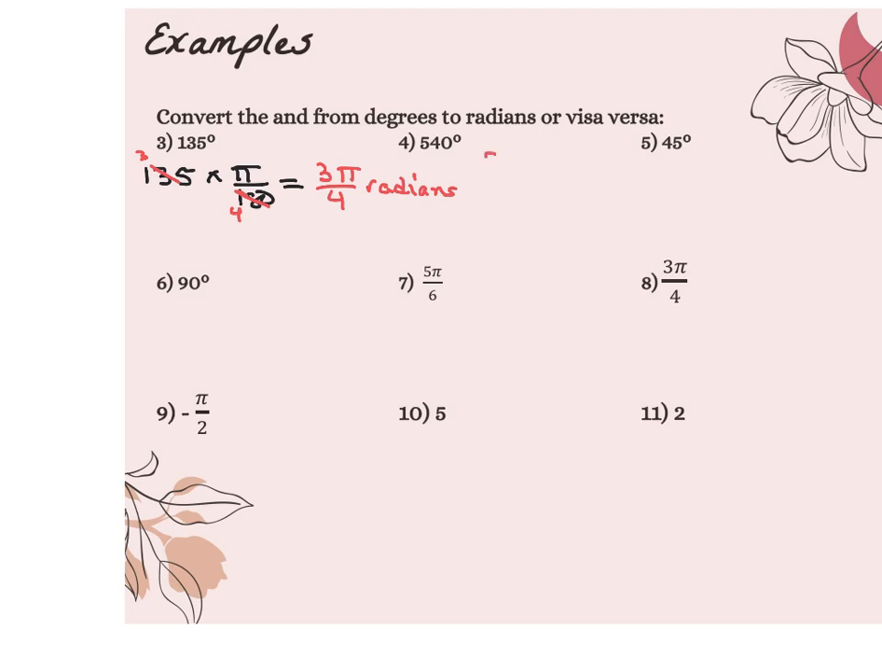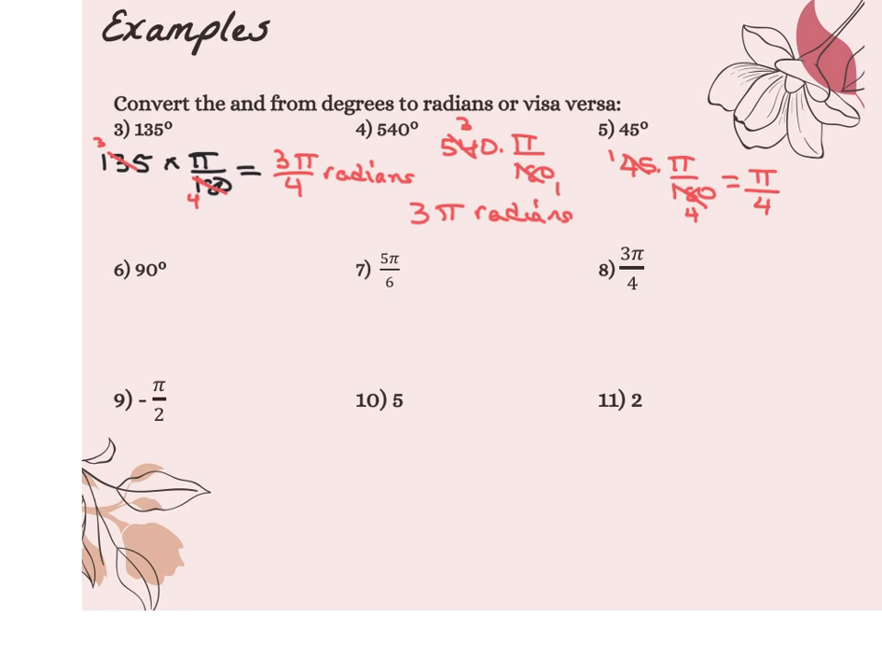540, same formula, 540 times pi over 180. Again, I can simplify. 180 goes into 180 once and into 540 3 times. So the final answer here, or the equivalent for 540 degrees, is 3 pi radians. Next, 45 degrees. Again, same thing. We're multiplying it by pi over 180. And 45 actually goes into 180 evenly 4 times, and it goes in here once. So 45 degrees is equivalent to pi over 4 radians.